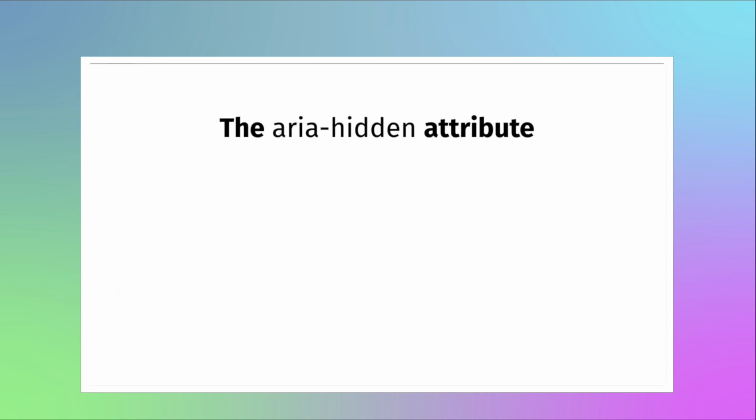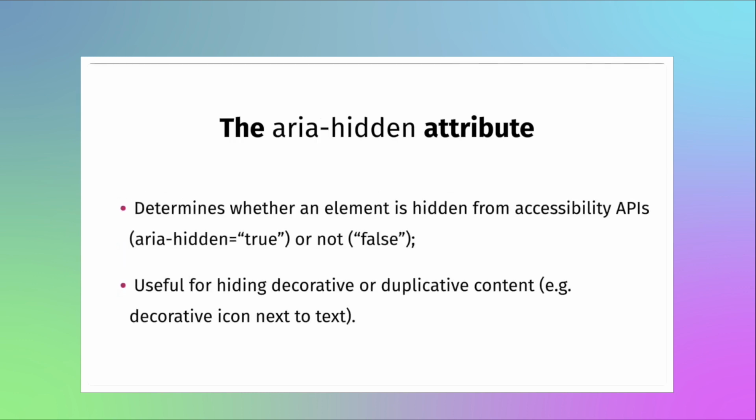Similar to the hidden attribute is the ARIA hidden attribute. The ARIA hidden attribute determines whether an element it is applied to is hidden from screen readers or accessibility APIs. If it's set to true, it's hidden. If it's set to false, it's not. It's useful for hiding decorative or duplicative content. Example: a decorative icon sitting next to text. When a button already contains a visible text label, the icon sitting next to it becomes irrelevant to screen readers because they already have an accessible name for the button. Of course, that is assuming that the icon and the text label have the same meaning.